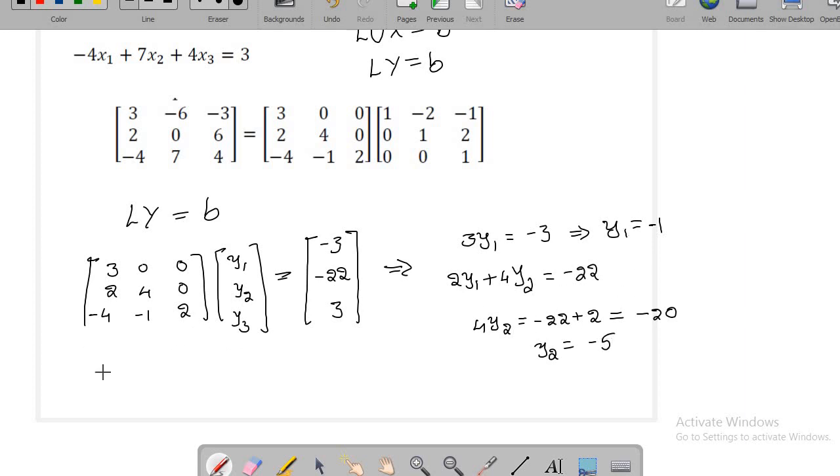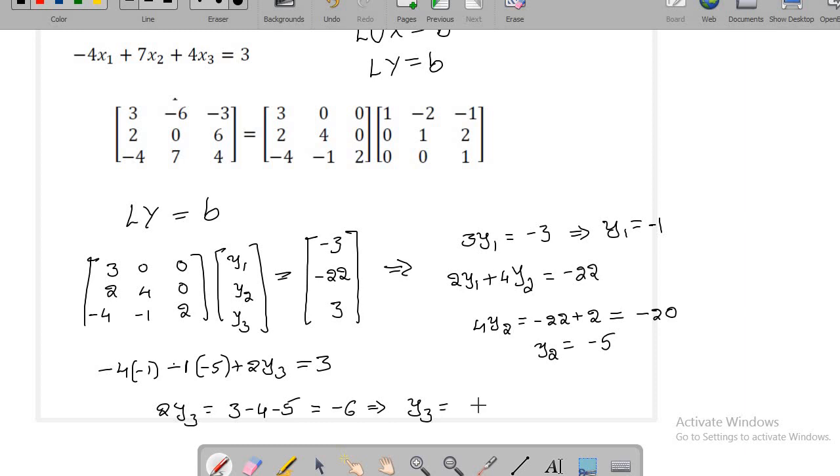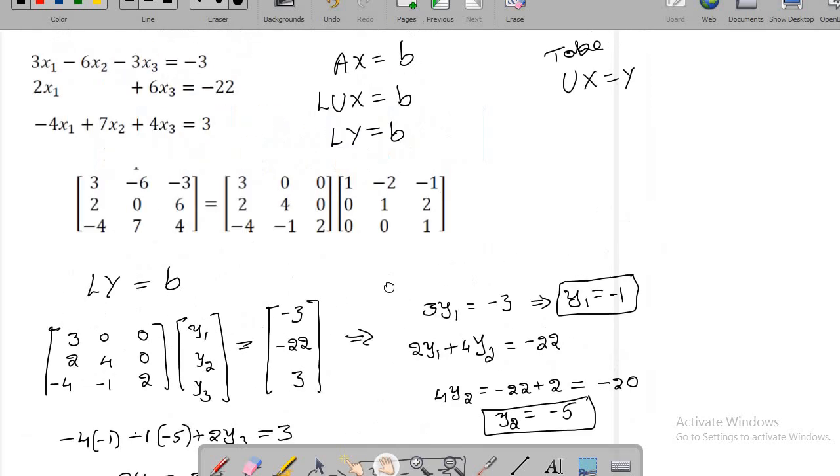Next I need to find y3. So that is 4 times y1, y1 is -1, plus -1 times y2, which is -5, plus 2 times y3, which is nothing but 3. So 2y3 is nothing but 3 minus 4 minus 5. So we obtain -6 from this. y3 = -3. So we got y1, y2, y3.